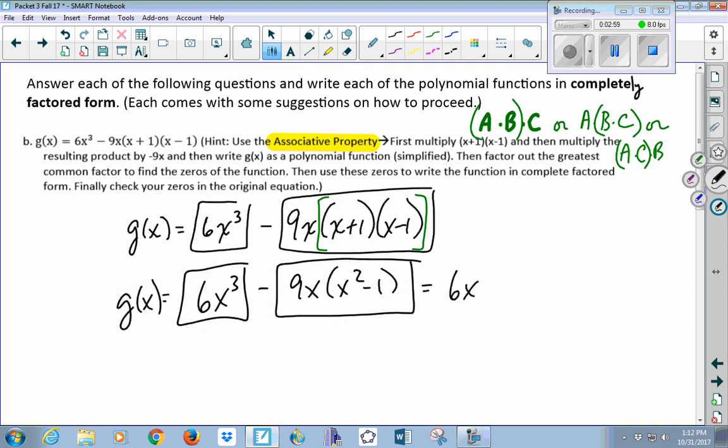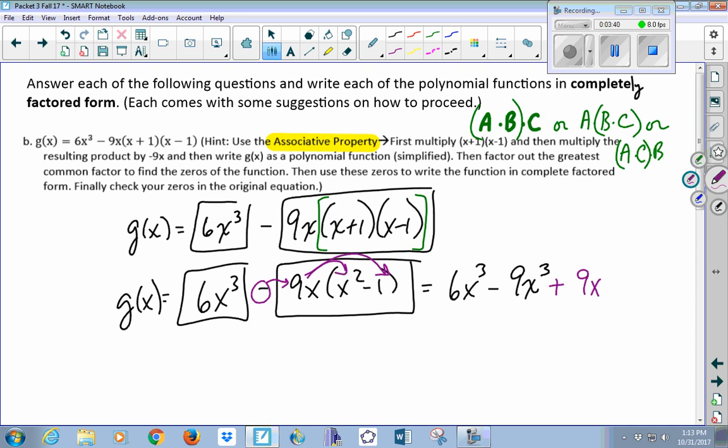So we've got 6x cubed minus, now we're going to take 9x and multiply it times x squared. So you see we are going to use our distributive property now, 9x cubed. And now we're going to take our 9x and multiply it by -1. But remember that this subtraction sign goes along with the 9x. So we've got -9x cubed, and then we have plus 9x. So that's one area you have to be a little bit careful of, is that plus 9x.